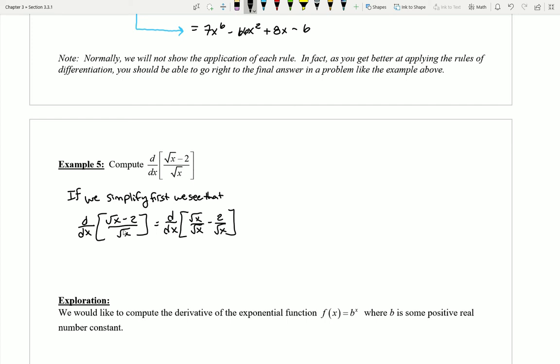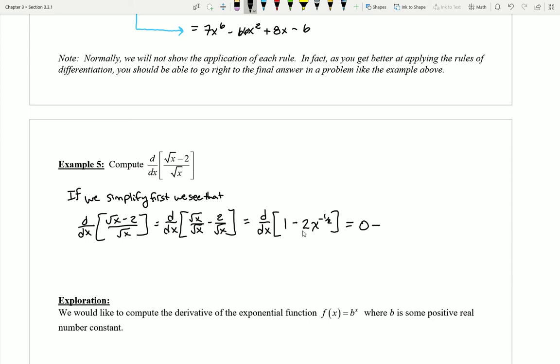Well, by doing this, I can now try to rewrite this a little bit more. Square root of x over the square root of x is the same thing as 1. And 2 over the square root of x is the same thing as 2 times x to the negative 1/2. And with this, I can see how I can start to calculate my derivative pretty quickly. Notice, I can take the derivative of each piece using my difference rule. The derivative of 1 is a constant, and so that's just automatically 0.